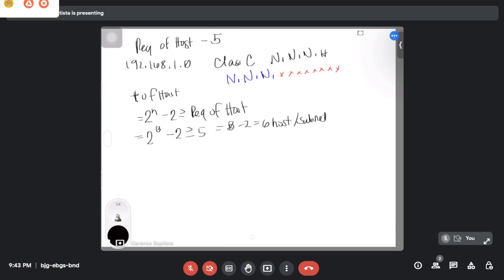Okay? Ngayon, take note. Kapag host po ang hinahanap natin, kanina, kapag subnet, binibilang po natin yung naka-raise, di ba?